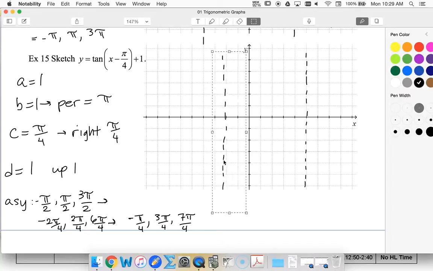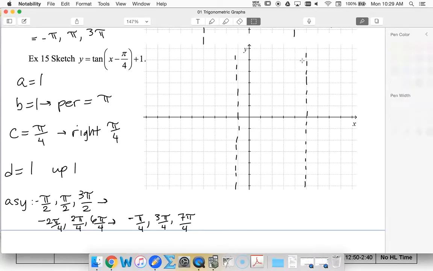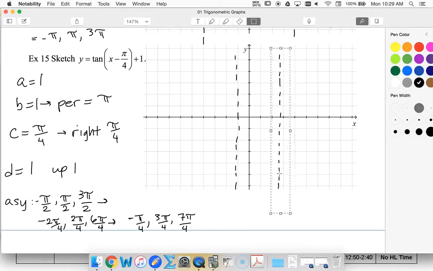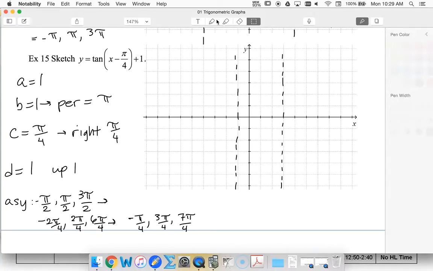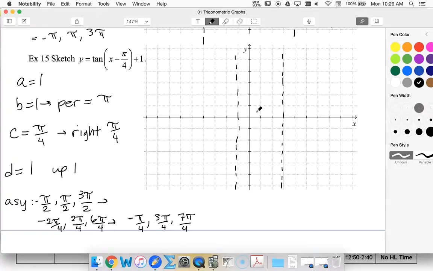So I'm going to move this to negative pi over 4 and pi over 4. Nice for me that I'm doing this digitally. So 3 pi over 4 here. Label that we're counting by pi over 4s. And again, pi over 4 is where my center is, so that should be up at 1. And now halfway in between, I go up 1. Halfway in between, I go down 1 because I have no vertical stretch.